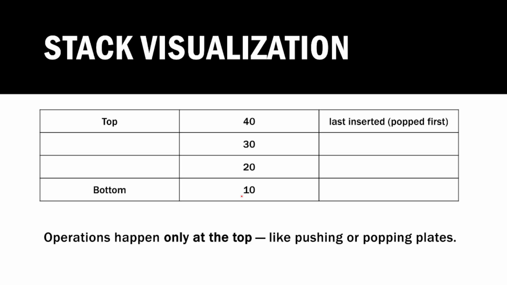Let's visualize this with a simple example. At the bottom, if you see, we have 10, then 20, then 30, and finally 40 at the top of the stack. Now, if I remove an element, which one will go first? Yes, 40, because it is the last one we added, so it comes out first. That's how stack operations happen only at the top. We push to add, and pop will remove from there.